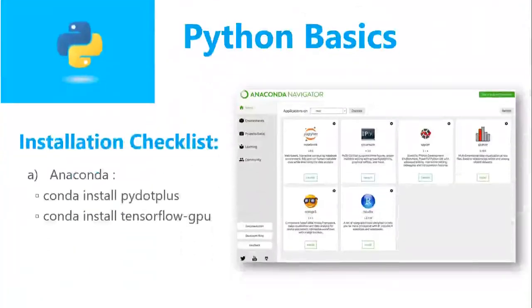Let's start by learning some Python basics. You have to install Anaconda.